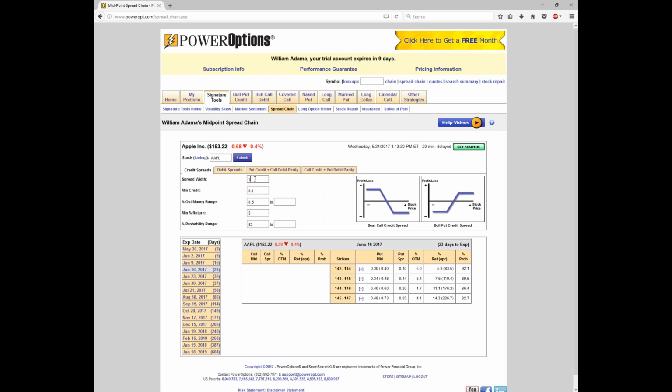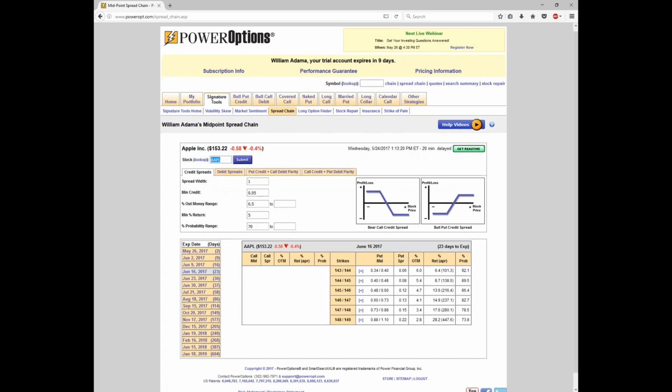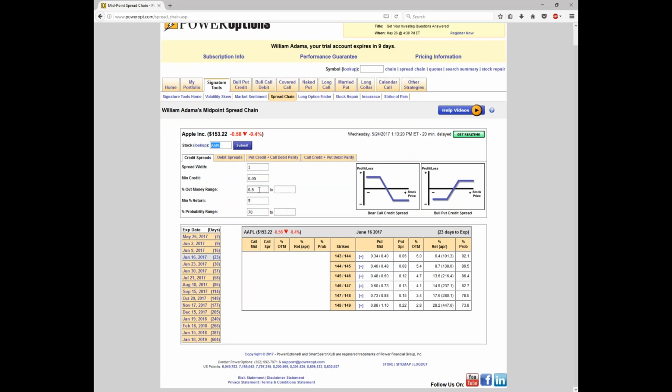The spread width, let's just put 1. Maybe that's the problem. Out of the money range, minimum net credit of 5. Oh, that's why. Let's go to 70. Okay, so now we'll see bear calls and bull puts. Really? Unbelievable.